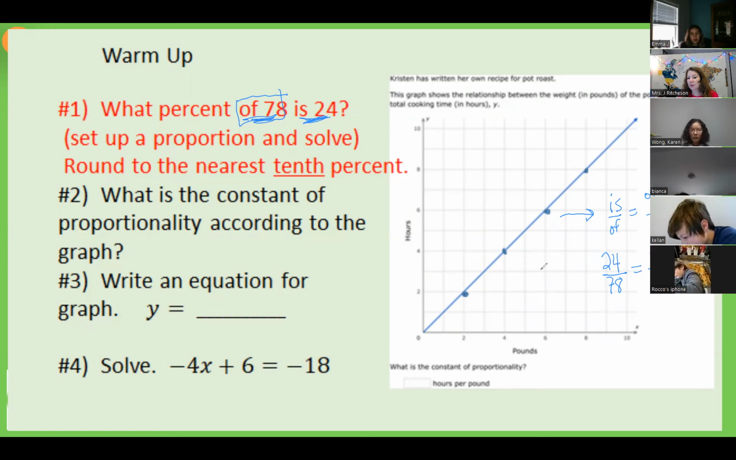This is our proportion right here. So we're going to cross multiply. So 78 times x is 78x. 100 times 24 is 2400. So what do we divide by, guys? What do we divide by? We always divide by the number attached to the variable, which means we're going to divide both sides by 78. And if we round to the nearest tenths, our answer is 30.8.